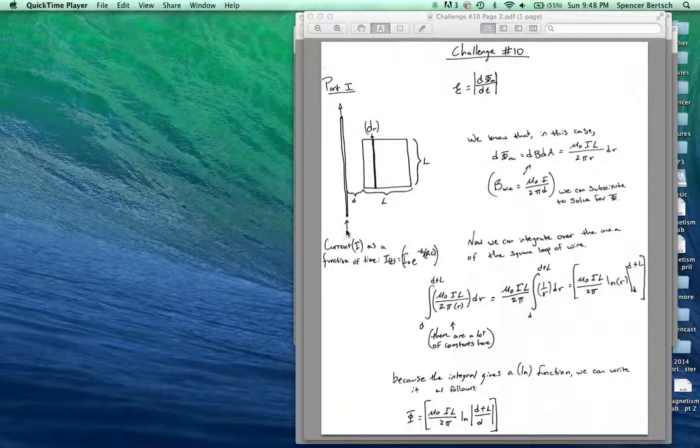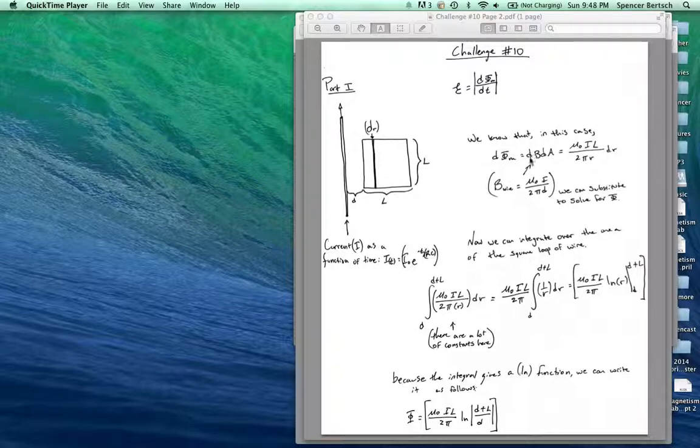We know that there's a wire like this with current going up through it, and then we have this square loop with side lengths L and L, a distance D away from the current-carrying wire. We know that the EMF, which we're trying to find, is the change in the magnetic flux over the change in time. So we can calculate the magnetic flux of this little strip dr, which is equal to dB dA.